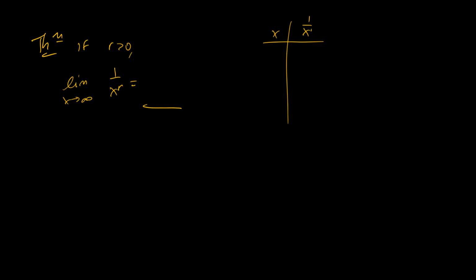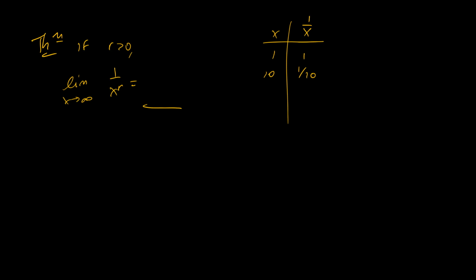To really make sense of this, though, we need a big theorem that says if we have r greater than 0, then the limit as x approaches infinity of 1 over x to the r equals, well, let's think about it. Okay, so if you had 1 over x to the r power, whatever r is, if I plug in 1, I get 1. Let's just say, let r be 1 just for our illustration, just to make sense of it. If I plug in 10, I get 1 over 10.